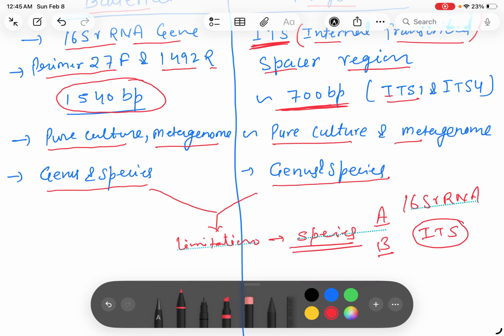So if A, for example, is a fungus, and it shows a similar ITS, then we cannot differentiate them. And also here as well, A is bacteria, B is bacteria. If they share the same 16S, then we cannot differentiate them. So this is the limitation of these methods. In such cases, we will target another molecular marker that can differentiate them.